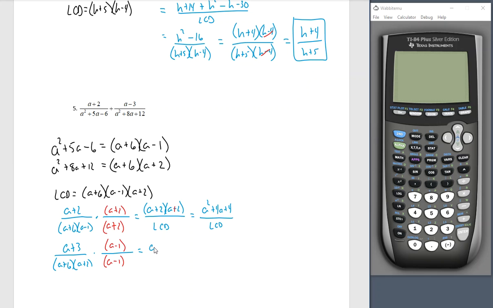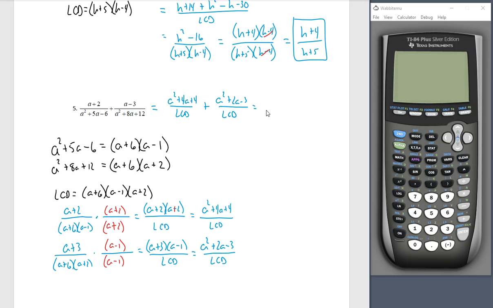Okay, when I multiply a plus 3 times an a minus 1 over the least common denominator, I will have a squared minus 1a plus 3a, so that's plus 2a minus 3 over the LCD. Okay, so we have everything over our LCD. That's fantastic. I have a squared plus 4a plus 4 plus a squared plus 2a minus 3.